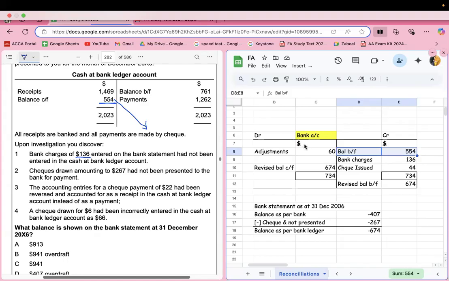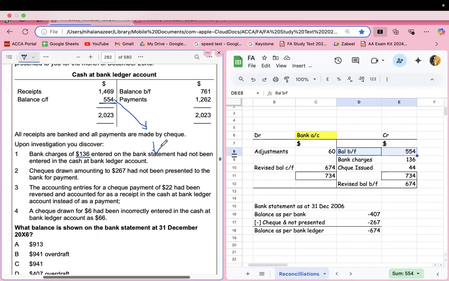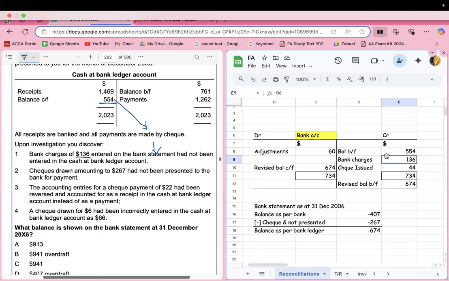Now you're going to take the adjustments. Understood? So bank charges is something that happened in the bank statement. That means your bank statement balance goes down because of a debit or a bank charge by the bank. Clear? But your cash book balance is still high. So you need to bring it down. So you have credited bank charges. Understood? Okay, next one.